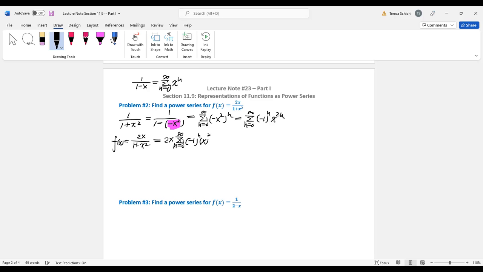If you put the 2x in, this will be the sum from n equals 0 to infinity of negative 1 to the n times 2, then this x and this x give you x to the 2n plus 1. Then, the same interval of convergence applies here.